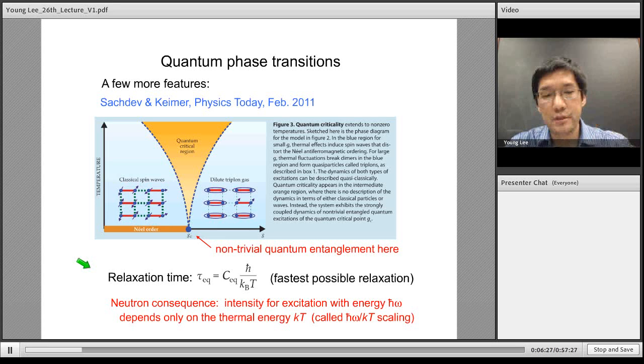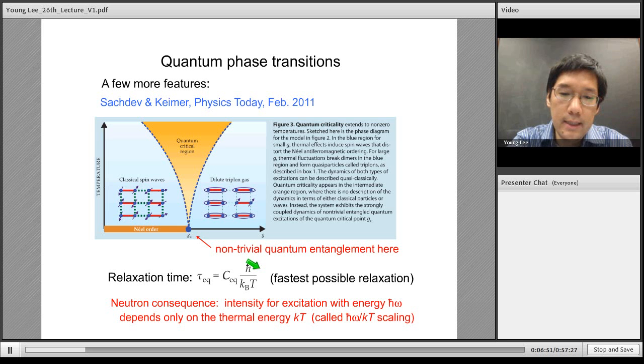Another interesting aspect is that the relaxation time is given by the following expression. C is some universal constant that just depends on simple parameters of your system. And you have this h bar over kT, and this turns out to be the fastest possible relaxation allowed by quantum mechanics. So if you perturb the system from equilibrium, it relaxes back to equilibrium as fast as allowed.